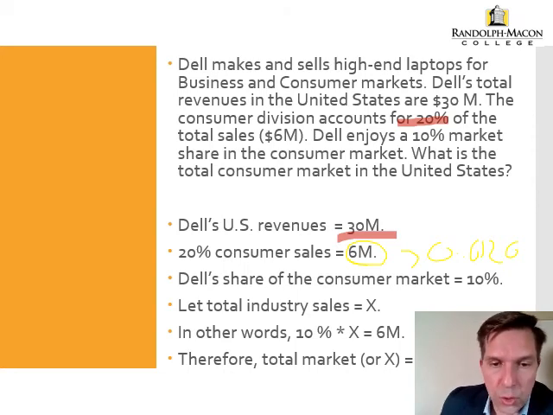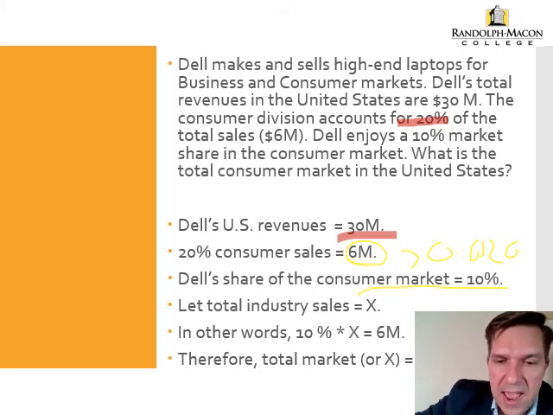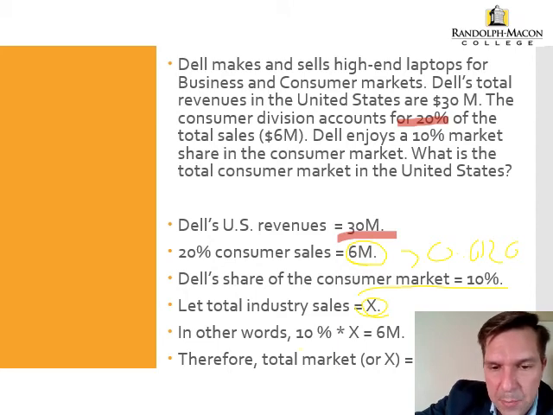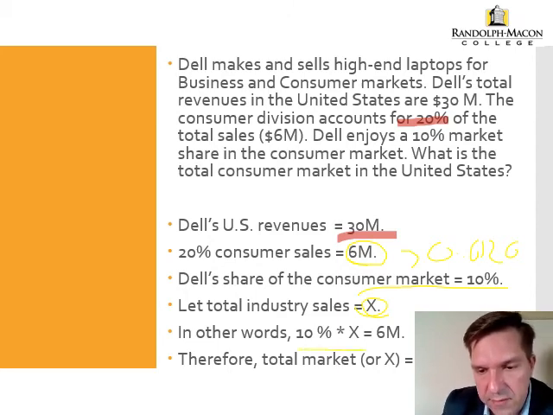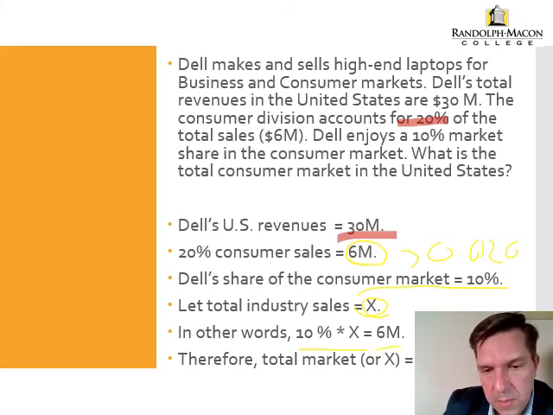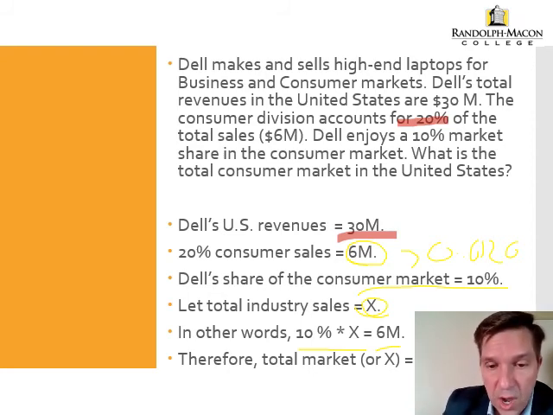Now to do that, we do know that Dell has 10% of the consumer market. So if we call the total sales for the consumer market in the US X, the good old X, and we know that 10% of X, which is the share we have, is 6 million, then the question is, what is the total market X? What is the total sales of computers in the consumer market in the US? And I'm assuming that you know how to solve for X here.